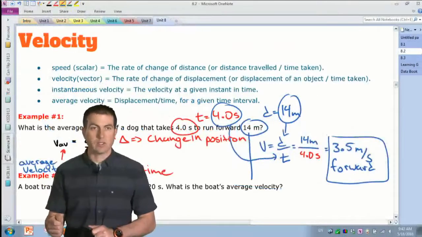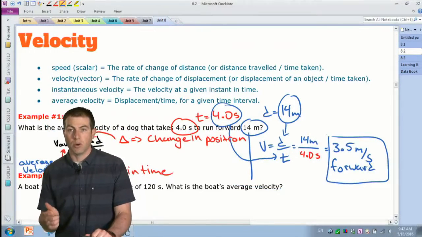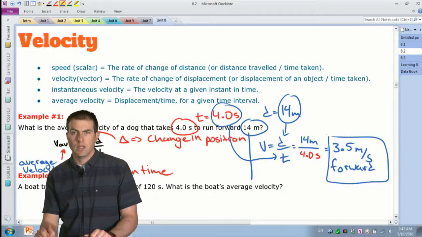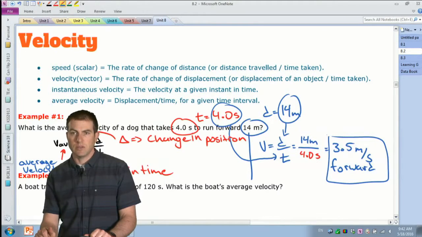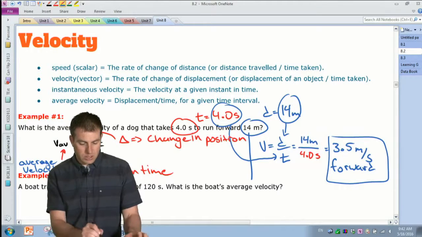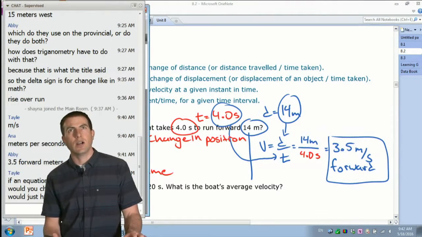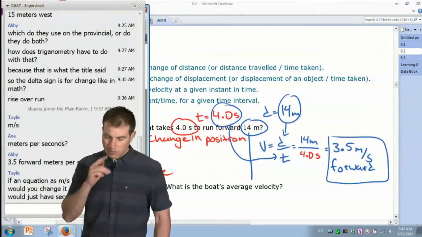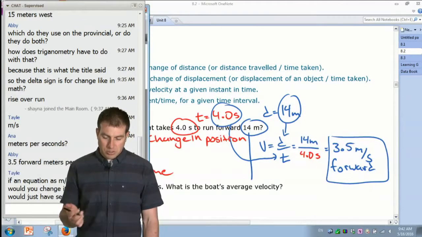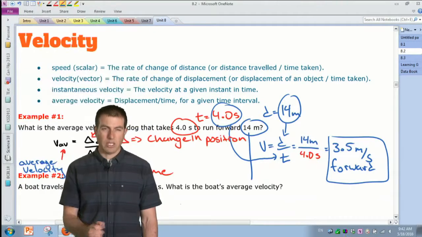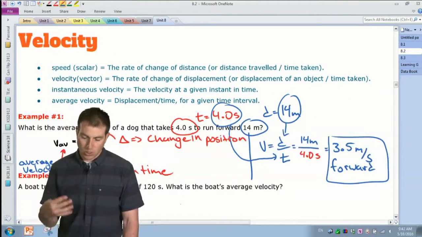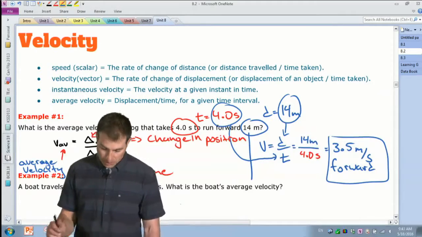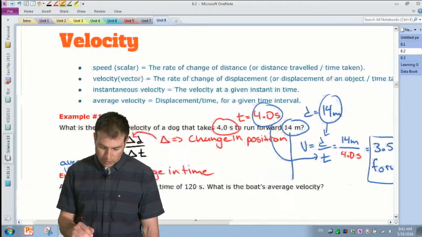So in physics, units and direction are extremely important. If an equation has meters per second in the question, would you change it in the answer? Generally speaking, Taylor, that's not going to happen. If you have meters per second in your question, you're going to end up with meters per second in your answer. So you're never going to change your units. Whatever is in the question is going to be in your answer. We'll look at some examples of that in a minute when we start to do some unit conversions.